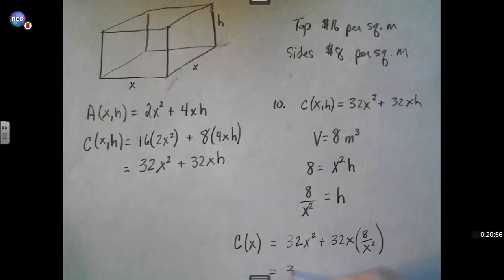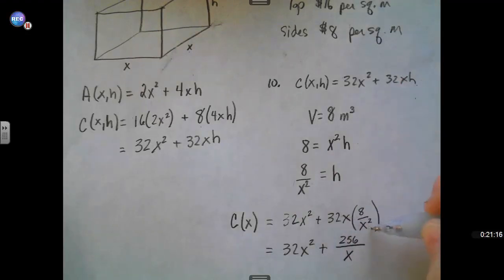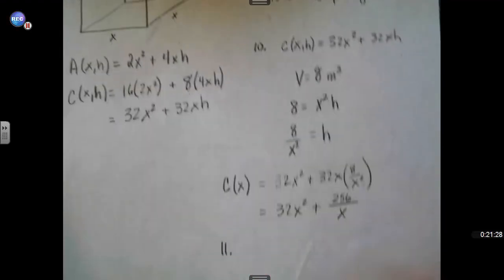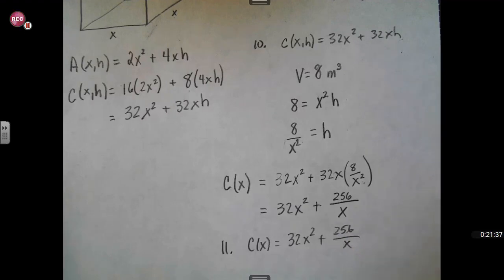And I get 32x squared plus 32 times 8 is 256 over x, because this x will cancel with one of these. In the book, they may have gotten a common denominator and put that together. That's not my goal. So the answer to number 11 is C of x equals 32x squared plus 256 over x. That's what I'd be looking for.